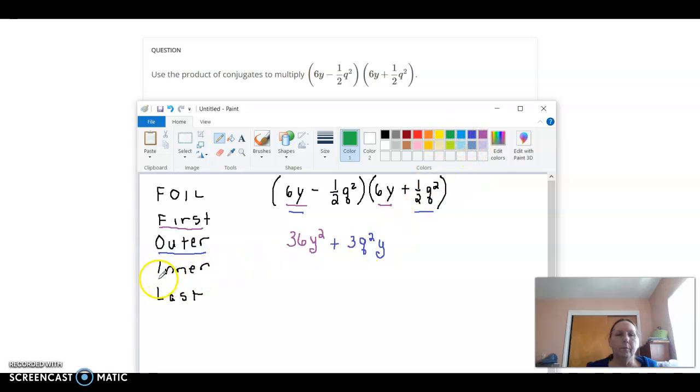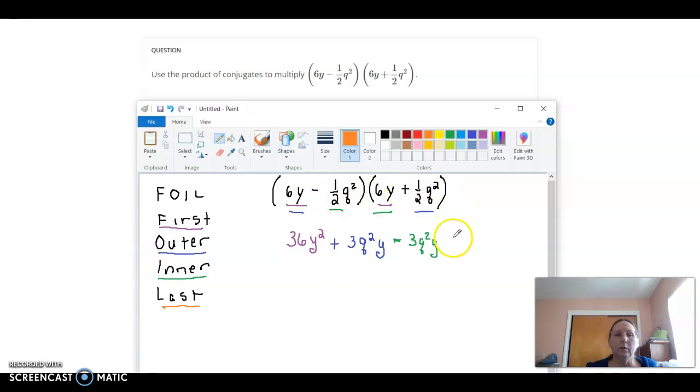Inner, it's this one, we're going to have a negative. So it would be this one and this one. So again, 6 times 1/2 is 3. And we already have the negative sign, so we don't have to worry about that. And then we have a q squared and a y again.